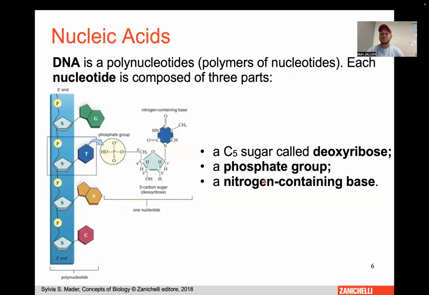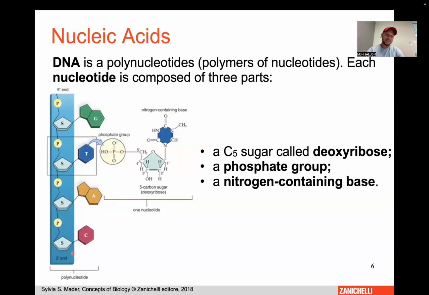And then we have a nitrogen containing base. The nitrogen containing base is the one right here. Here is the nitrogen, the N. And then we have this whole base, a nitrogen containing base. This nitrogen containing base can have different types. We have the purines, and then we have the pyrimidines. Remember? I'm going to leave that with you again to refresh your knowledge.